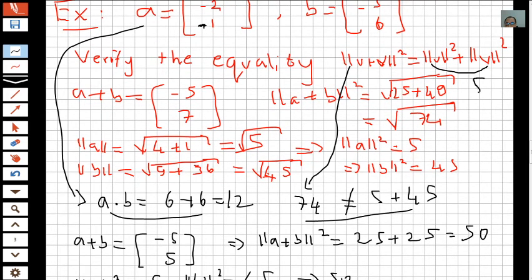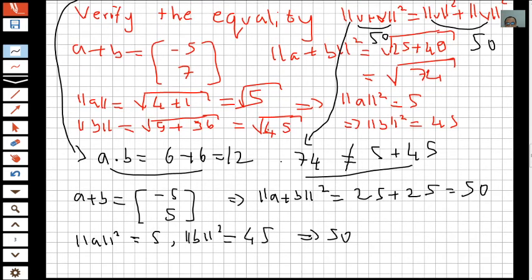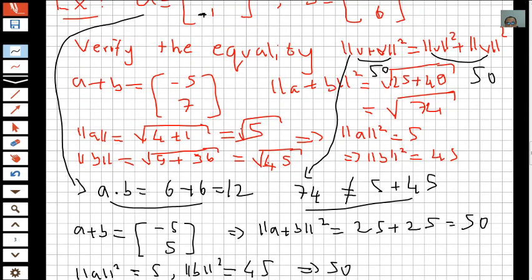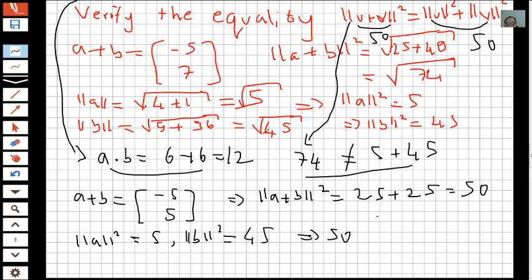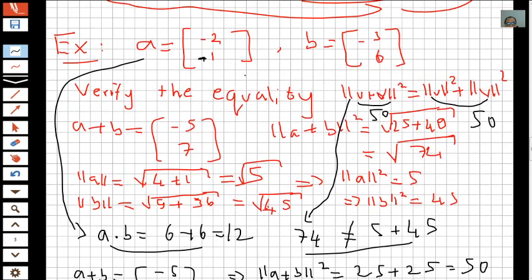The right hand side is 50, the left hand side is 50, so we understand that they are orthogonal because of this equality. And we can check the dot product of them, which will be plus 6 plus minus 1 times 6, which becomes minus 6, which is equal to 0.